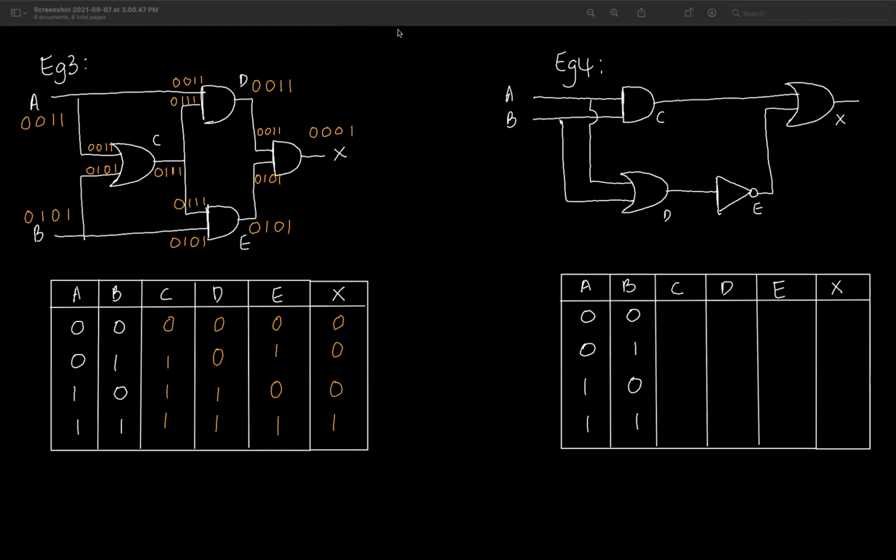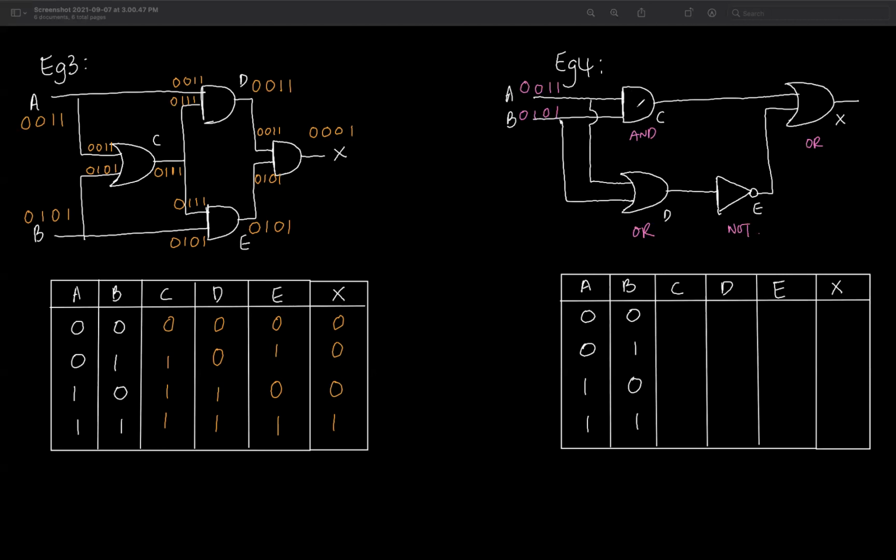Okay, one more last one. Okay, this one again we have 4 gates. What is this? This is an AND gate. This is an OR gate. This is a NOT gate. This is an OR gate. Okay, 0, 0, 1, 1. 0, 1, 0, 1.